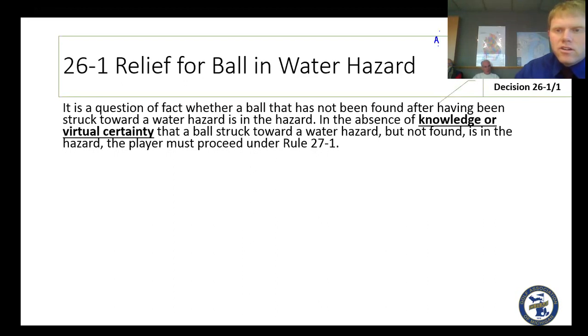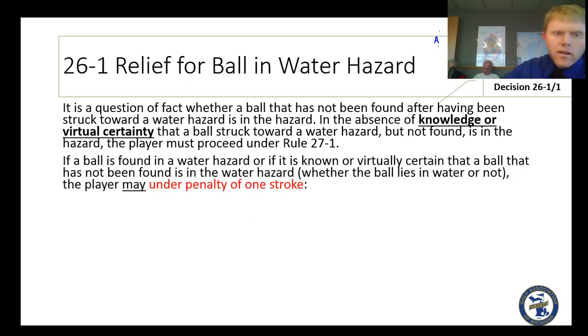Again, that decision that talks about virtual certainty is 26-1/1. And so if a ball is found in a water hazard, or if it's known or virtually certain that the ball that has not been found is in the water hazard, whether the ball is in the water or not, the player may, under penalty of 1 stroke, do these 4 things. Now, they also may play the ball, right? No penalty. That's always an option. So they can do 2 things in a water hazard.